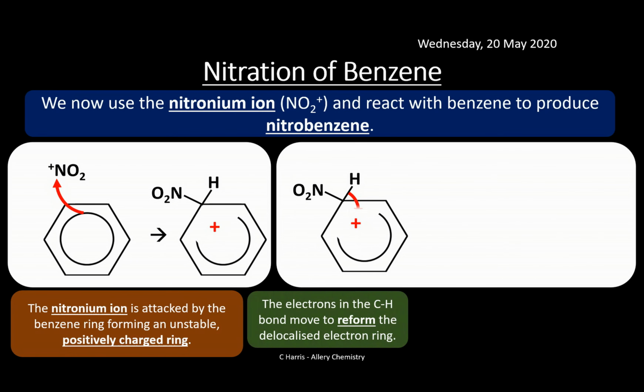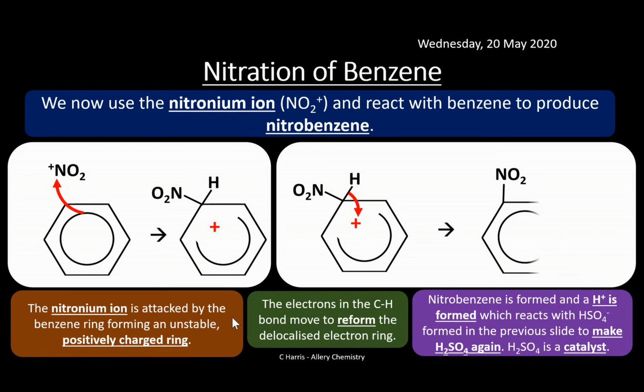Now, the electrons on the CH bond move to reform the delocalized electron ring. So these reform that ring because it's positively charged. And then what we have is nitrobenzene that's been formed, okay? Now notice the hydrogen that was on the benzene ring is now floating around. This hydrogen, H+, reacts with the HSO4 minus that was produced in the previous step, if you can remember that, and that forms H2SO4 again. So that proves that sulfuric acid in this reaction is indeed the catalyst. It's a catalyst because it's been reformed. It's not actually being used up, okay?